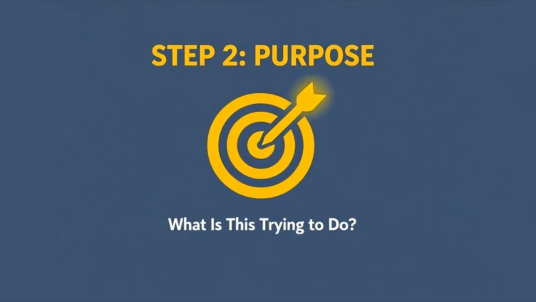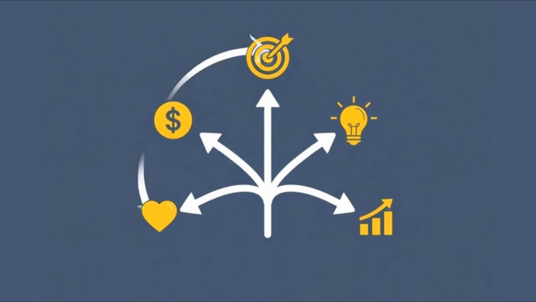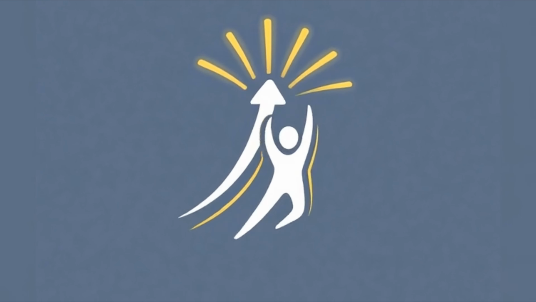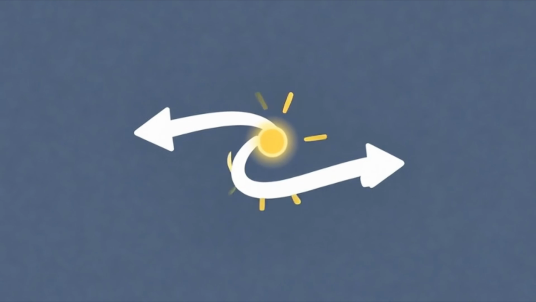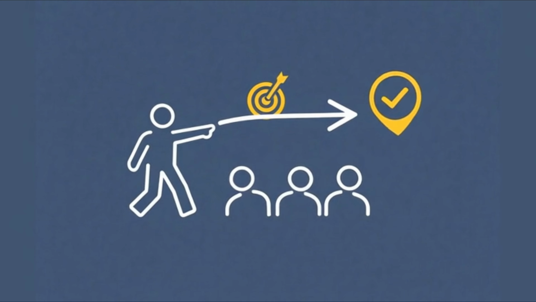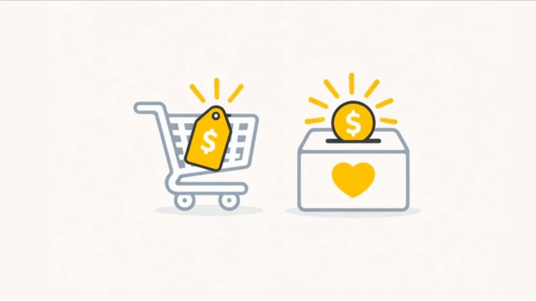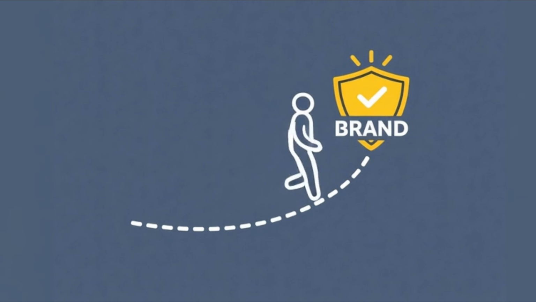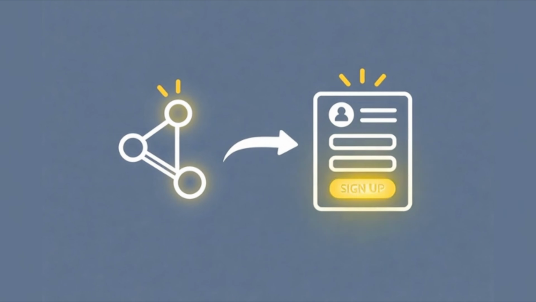Step 2. Determine the purpose. What is this message trying to do? Not all persuasion has the same goal. Some messages want to inform, some want to inspire, some want to change your mind, some just want you to click. Ask what action or belief the speaker is trying to produce. Are they trying to get you to buy a product, donate money, change your behavior, trust a brand, share the message, sign up for something?